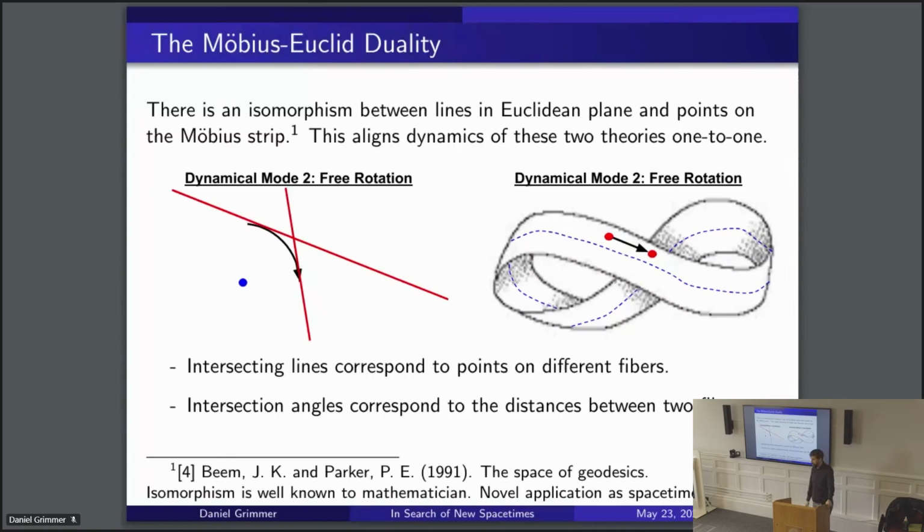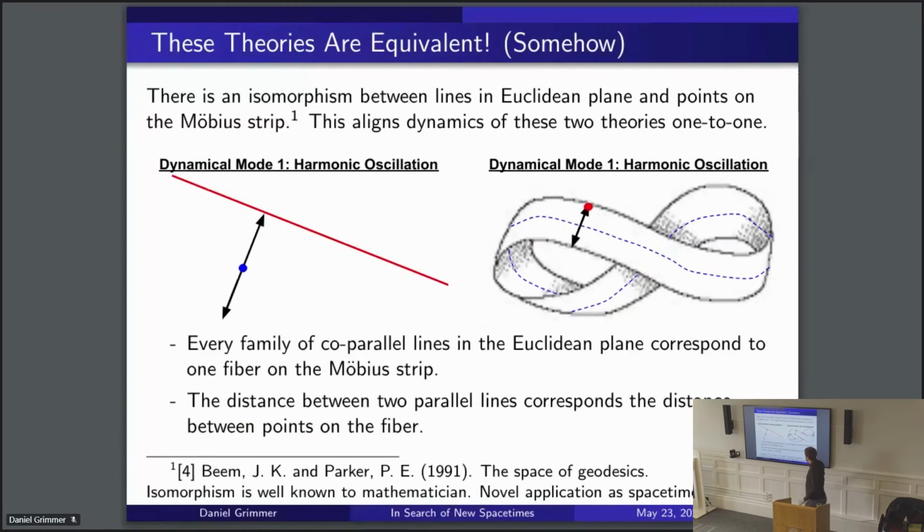Sorry, the family of co-parallel lines on the Euclidean plane corresponds to what in the Mobius strip? One fiber here. As this red line would explore all of the family of parallel lines out to infinity in both directions, it would move correspondingly here on one of the fibers of the Mobius strip up to infinity in both directions. I've cropped it here so you can see it. It's a Mobius strip of R over the circle with just a twist in it, the standard way you do a Mobius strip. So we're thinking of it as an R bundle over the circle.